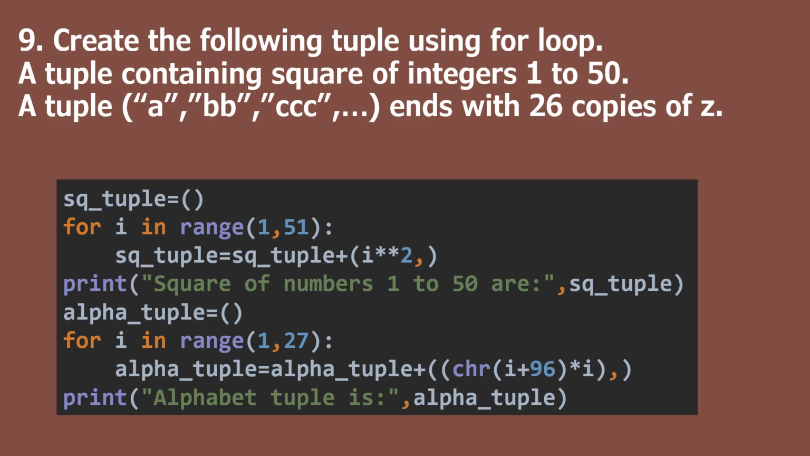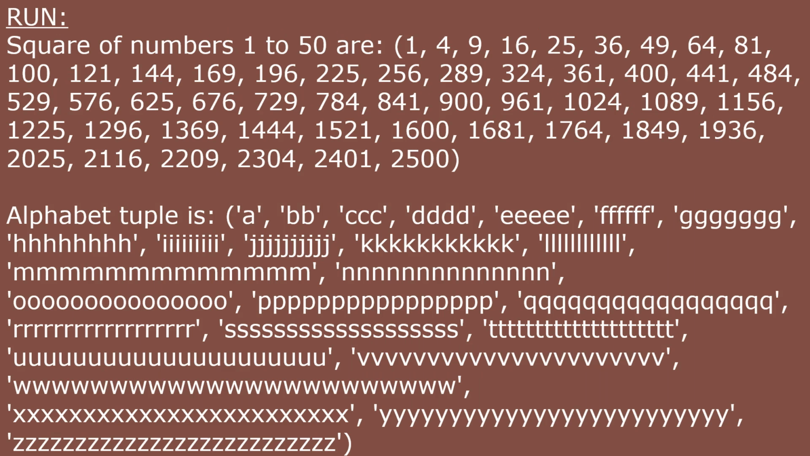The initial value of i is 1, so A will be added 1 time. In the next iteration i will be 2, so 96 plus 2 becomes 98. That is B. B will be added 2 times. So like this, and that you have to keep within a tuple, which will be appended to your alpha_tuple. Now you can print your alpha_tuple. Then you can see the output. Once you run the program, you can see the squares of numbers from 1 to 50 are like this, and the alphabet tuple is like this. A is repeated 1 time, B 2 times, C 3 times, like this.